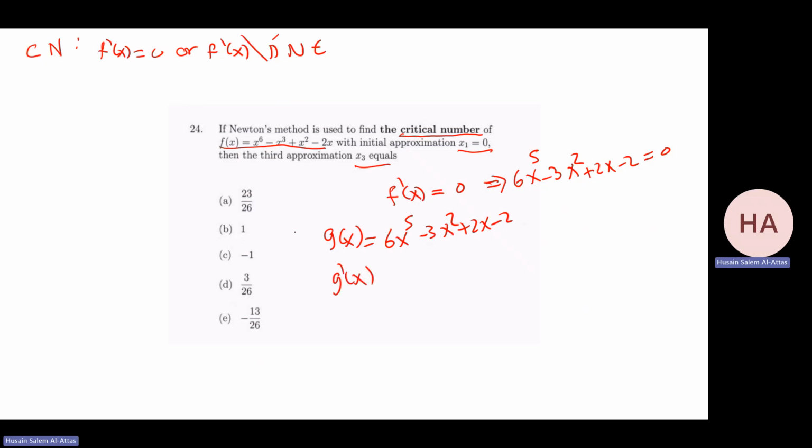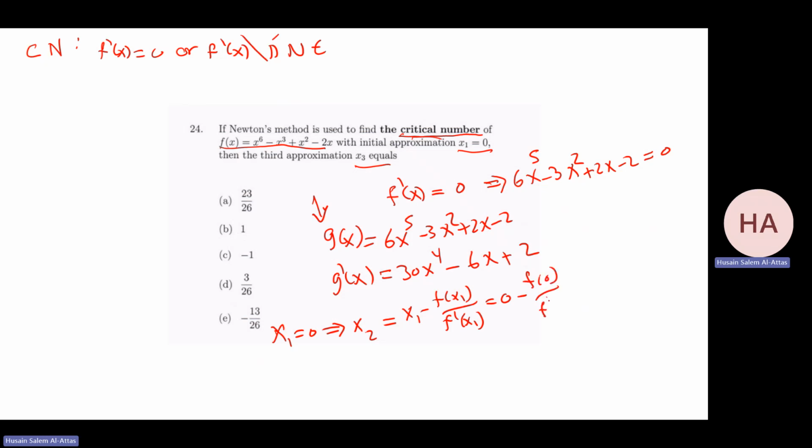I want to apply Newton's method for this function, not for f, because I need the critical number. I need the derivative of that f. So g prime will be 30x to the power 4 minus 6x plus 2. I have x1 equals 0. That implies x2. You want x3. It means we need to do it 2 steps. x2 is x1 minus f of x1 over f prime of x1. That will be 0 minus f of 0 over f prime of 0. f of 0 is minus 2.